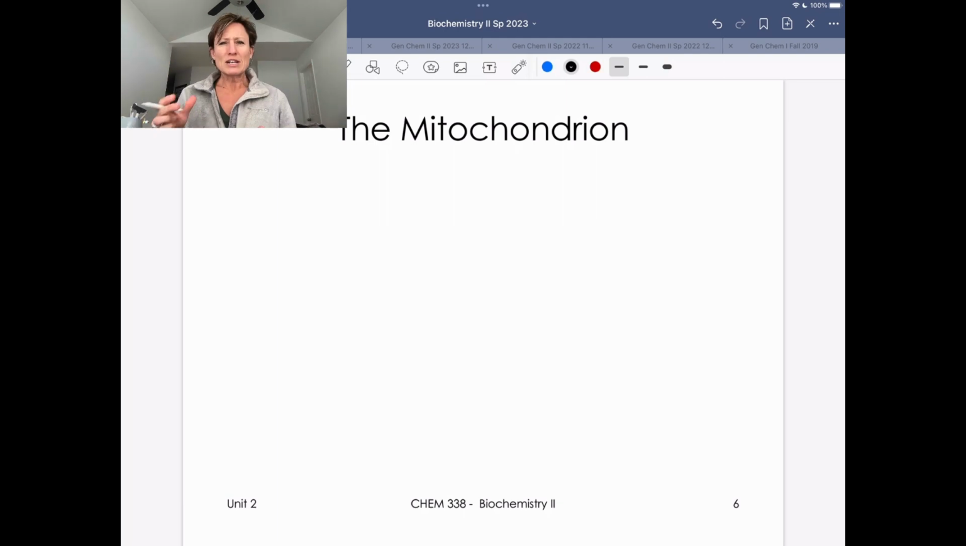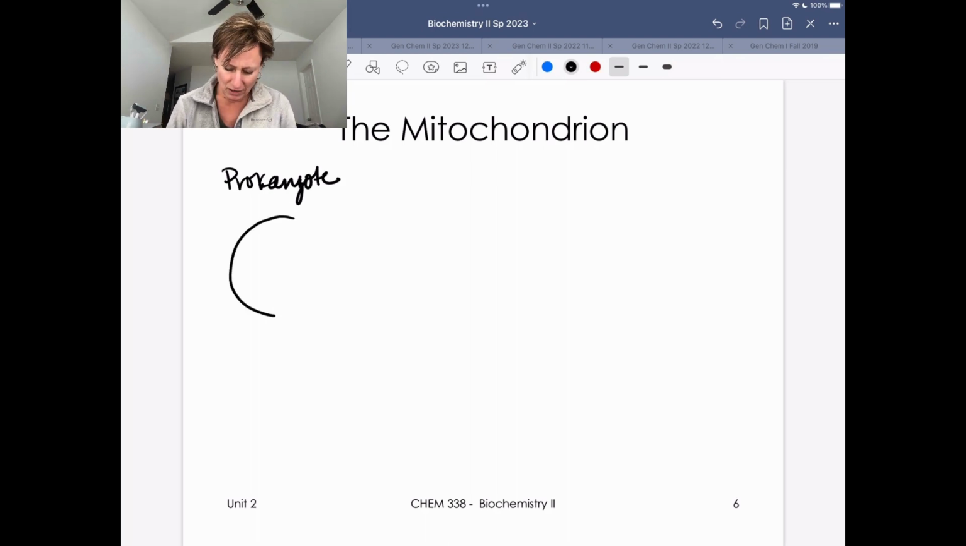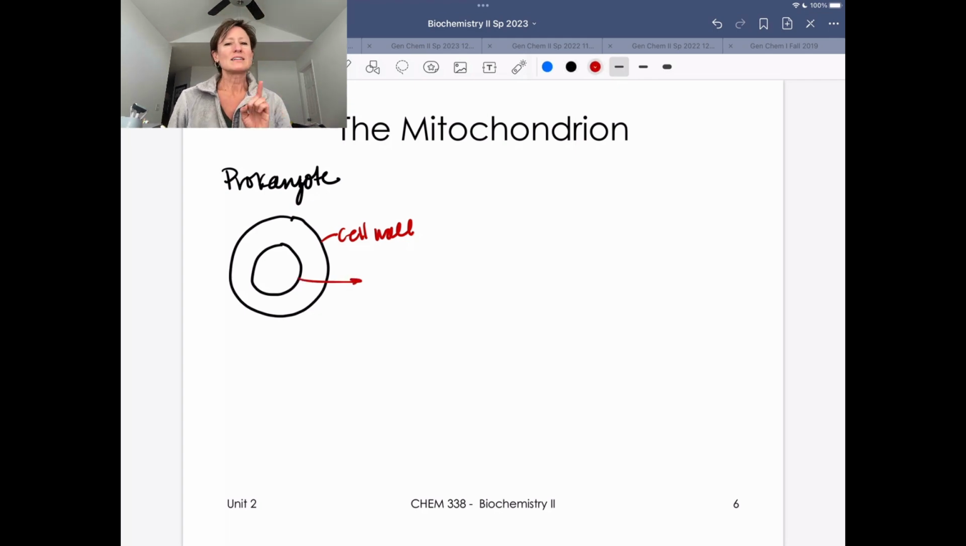So lots that we're going to see here about these ancient bacteria and how they have become these important organelles in modern day eukaryotes. Okay, so to start this out, let's talk about what the structure of a prokaryote is. If we think about a prokaryote, and I'm going to be very simple here, there is an outer layer, which we're going to call a cell wall, and then an inner layer. We're going to call this inner layer our cell membrane.